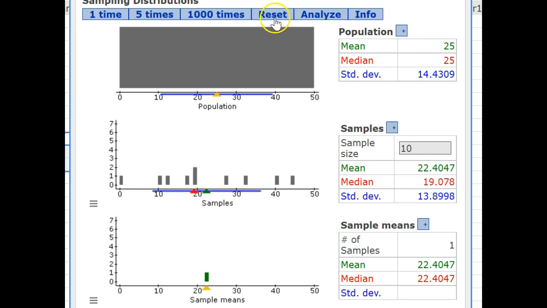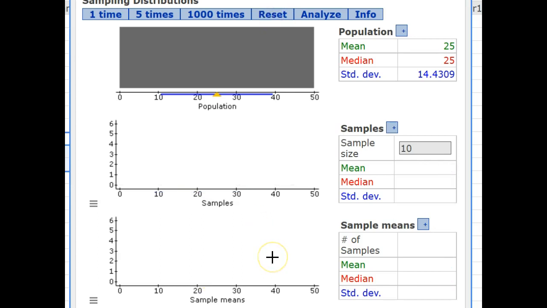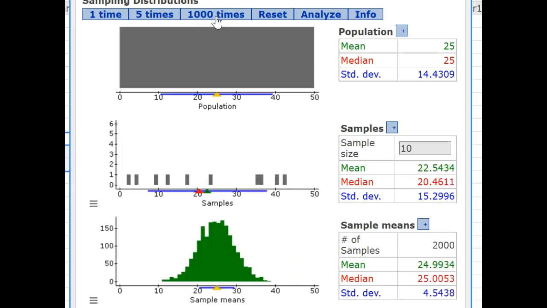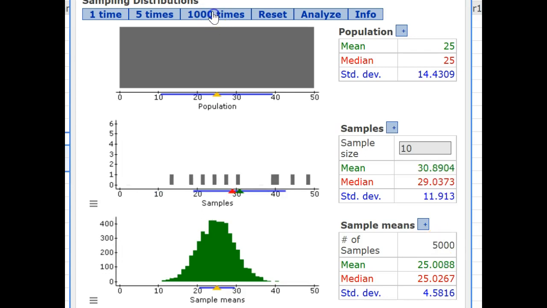All right, so we're going to reset this applet so that all of our graphs are clear. Our sample size here is still set to be 10. Now we're going to click the button to do 1,000 times. It's going to take 1,000 samples of size 10, and on the bottom graph, we're going to get a graph of those 1,000 sample means that it computed. I clicked twice, so it actually did 2,000 already. So we're going to click another one to get another 1,000, and another, and another. We see now that the number of samples that have been taken is 5,000.